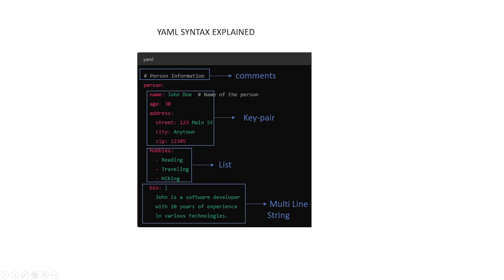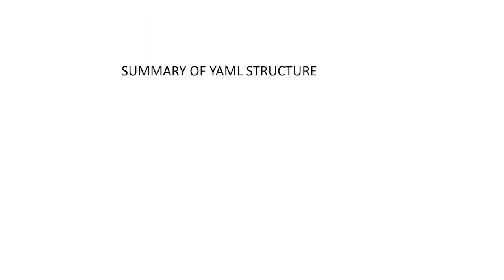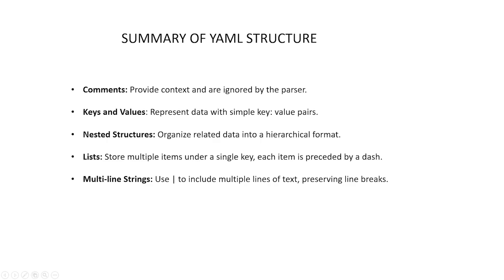So now we have the explanation of the YAML syntax. Let's summarize this syntax. Okay, so we have seen the comments. Comments provide context that can be ignored by the parser when we are running the YAML script. Okay, so keys and value pairs represent the data with the key and value pairs, right? We have seen, like, address is the key, street name, that kind of thing.